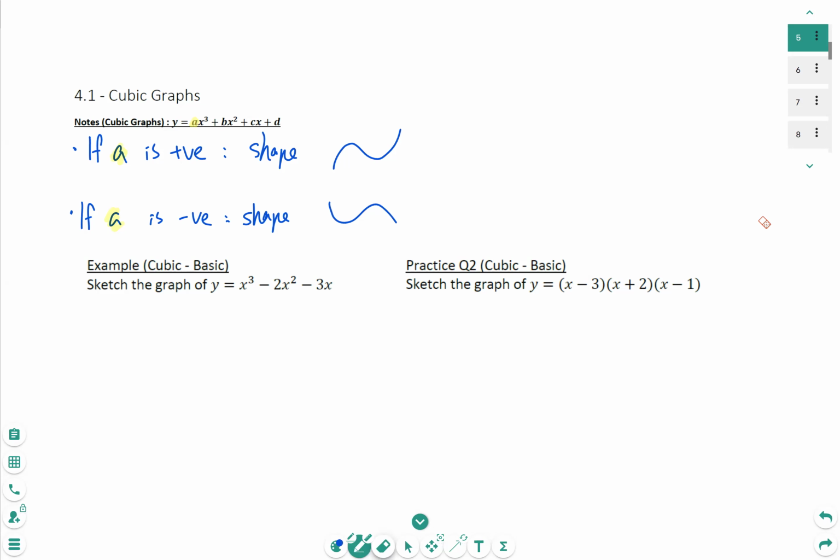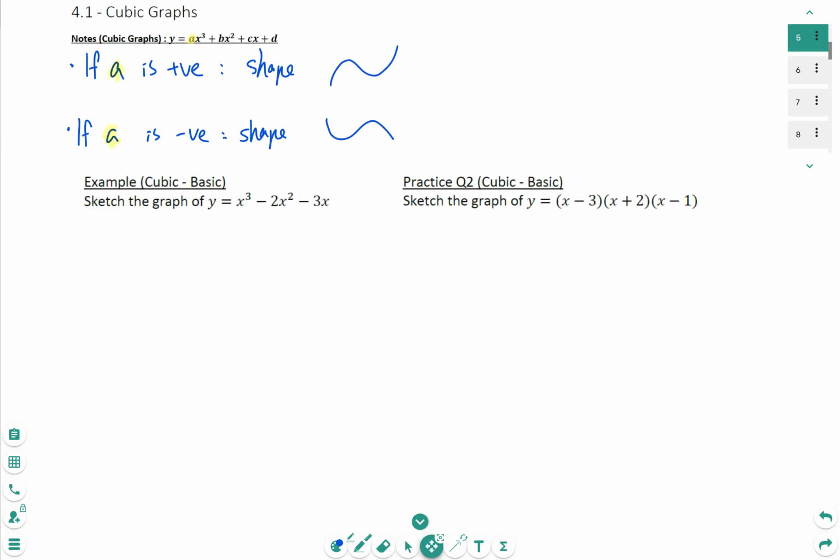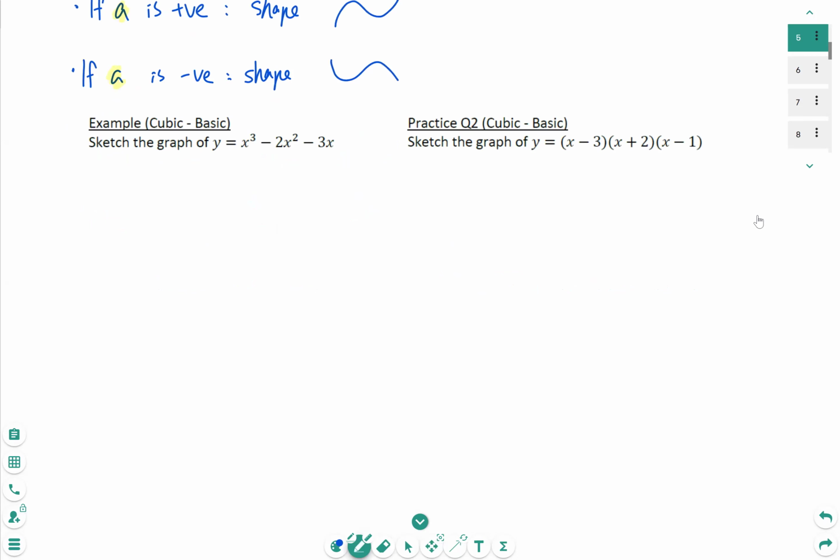Right, so example here, cubic. So basic one, sketch a graph of y equals x cubed minus 2x squared minus 3x. So step 1, shape. We know the coefficient of x cubed is positive. So positive x cubed means the shape is going to be like this. All right. Next, when x equals 0.